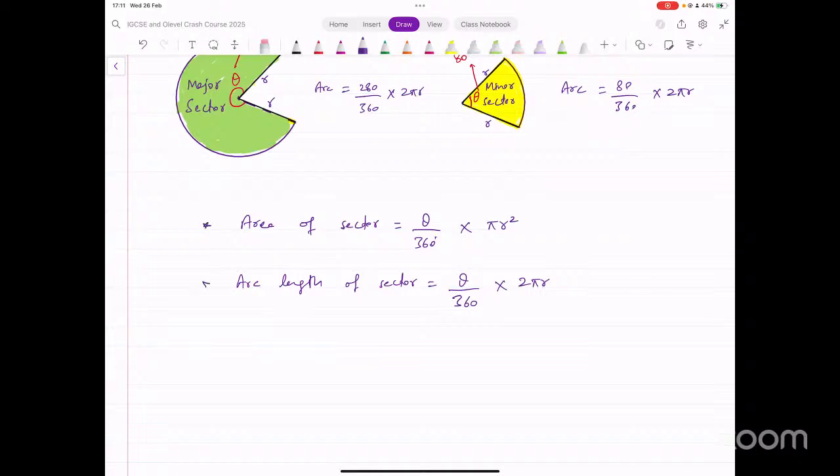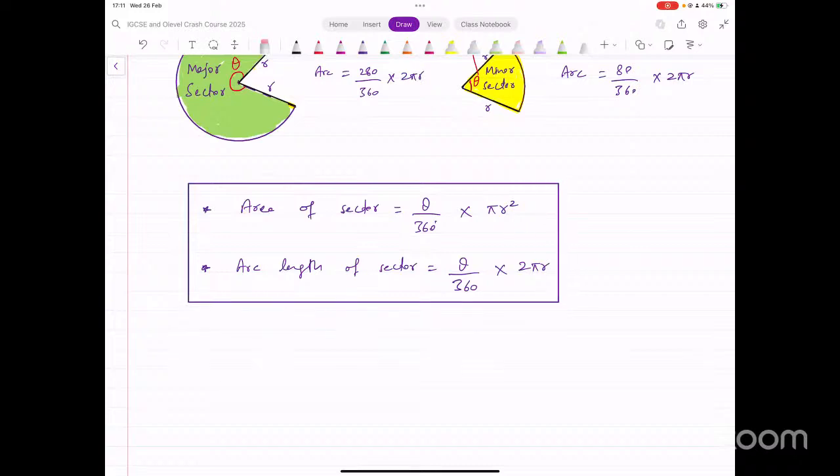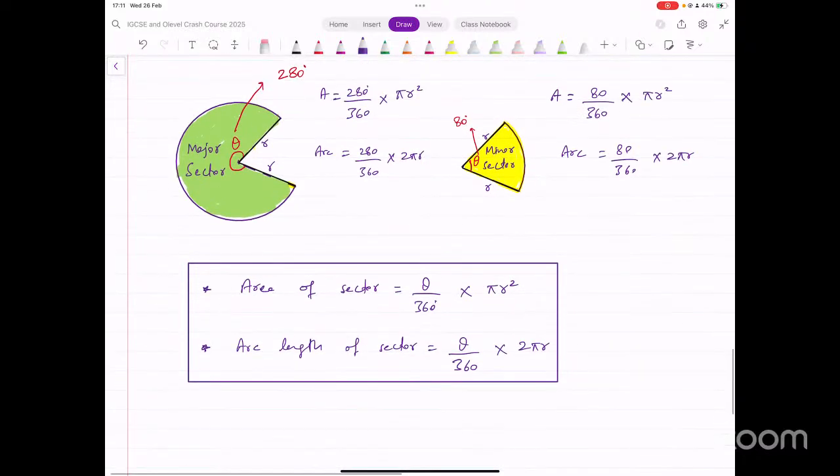So area of a sector and arc length of a sector, these are formulas that you now need to remember. Arc length of a sector is given by theta over 360 times 2 pi r, and area of a sector is given by theta over 360 times pi r squared. Okay, I hope that makes sense. That's how we find area and arc lengths of these sectors.